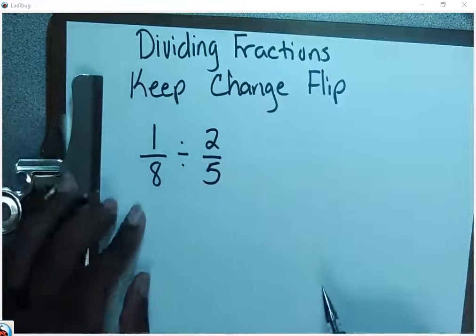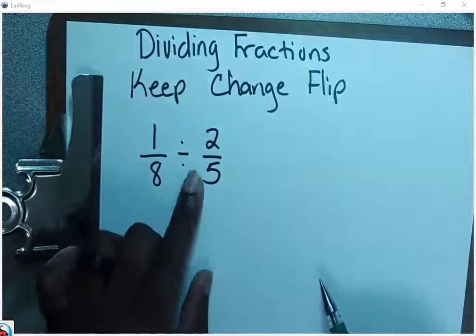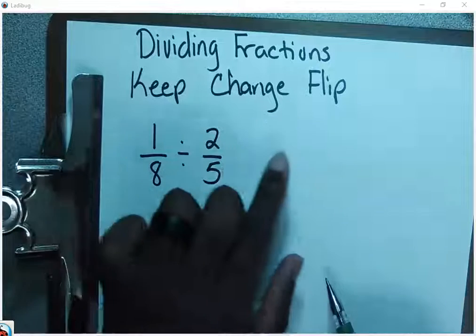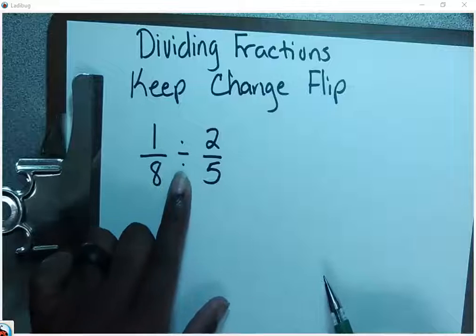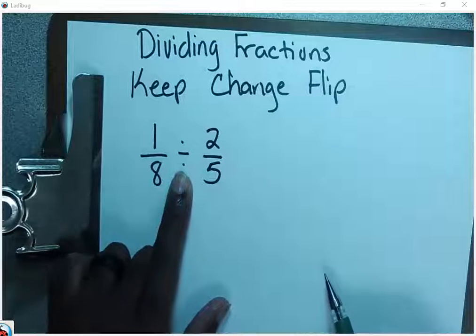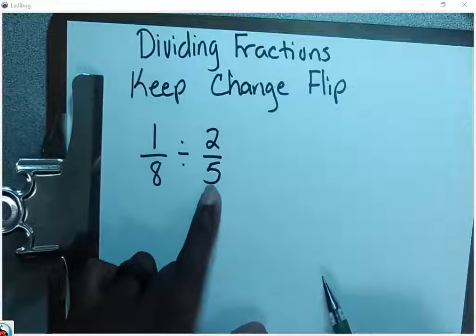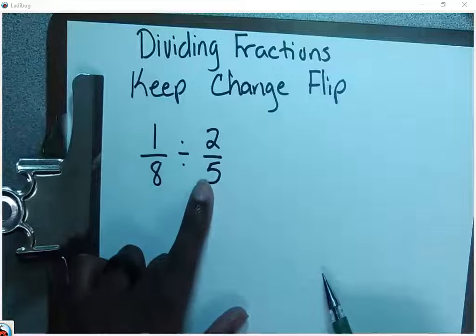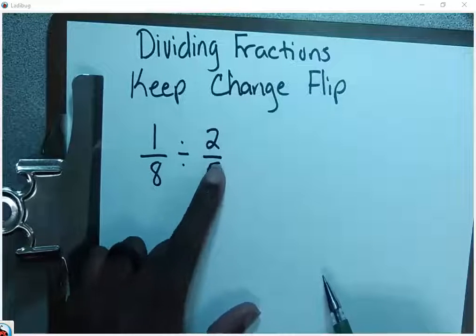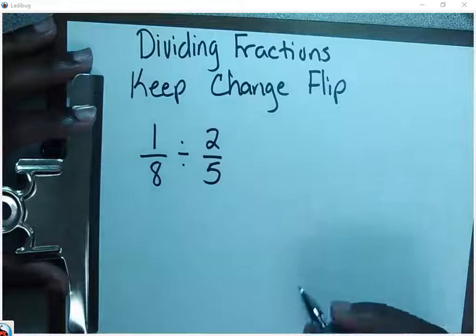So we have the fraction 1/8 divided by 2/5. Now, using this strategy, we always keep the first fraction the same. We change our division sign to multiplication, and then we flip this last fraction. So instead of it being 2/5, it's going to be 5/2. So let's go ahead and work that out.